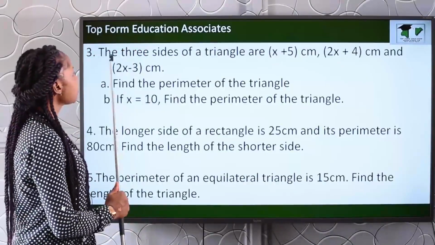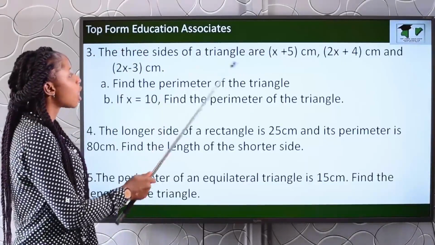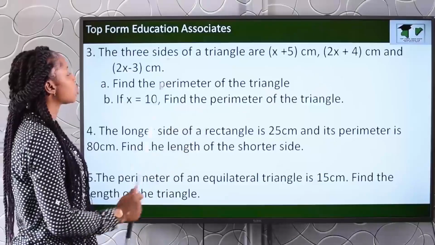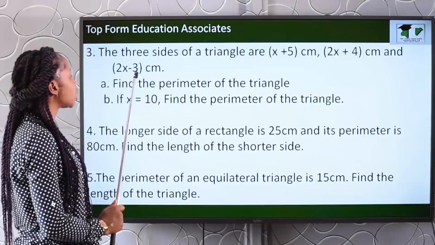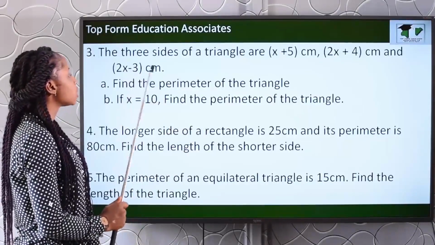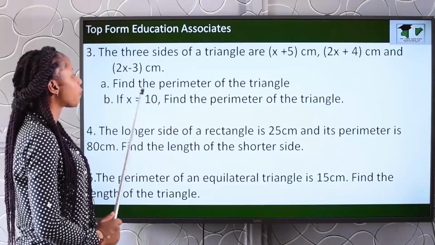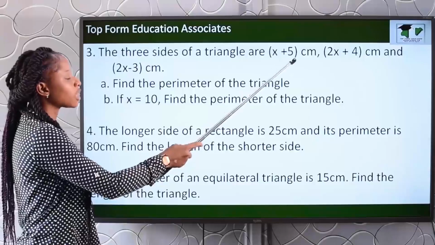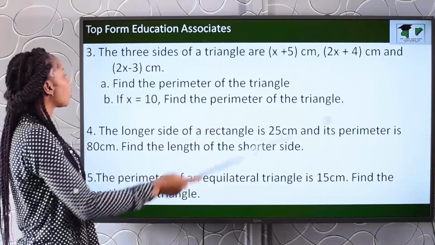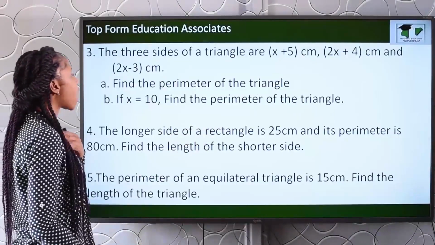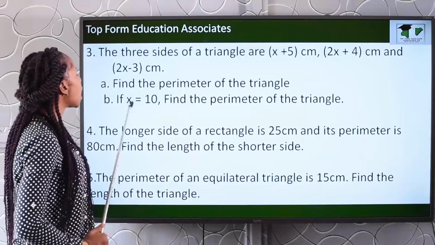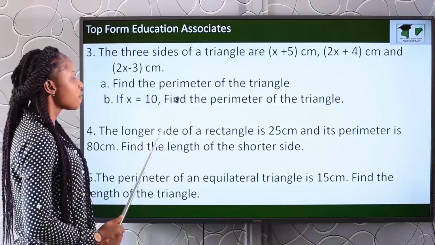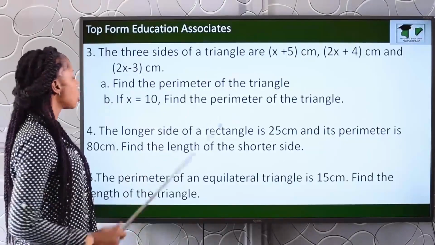Number 3, the sides of a triangle are x plus 5 centimeters, 2x plus 4 centimeters, and 3x minus 3, 2x minus 3 centimeters. A, find the perimeter of the triangle. Look at this very well and determine whether it's a scalene, isosceles, or equilateral triangle. We're also given a value for x. They said if x is equal to 10, find the perimeter of this triangle.